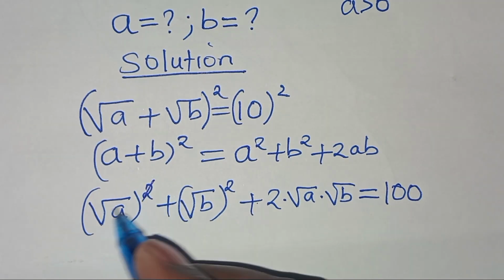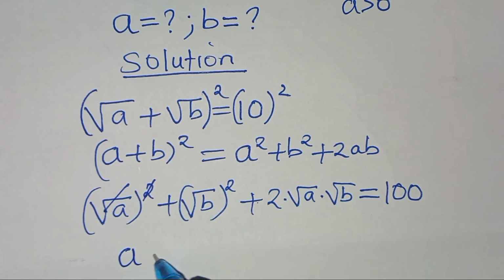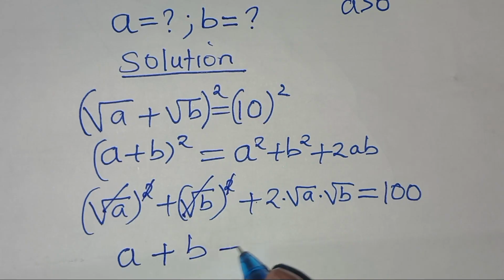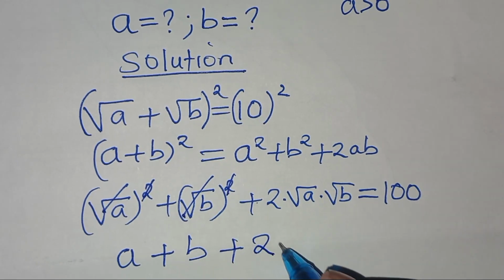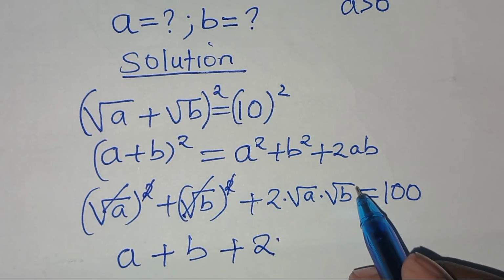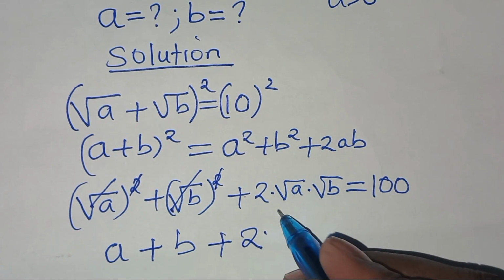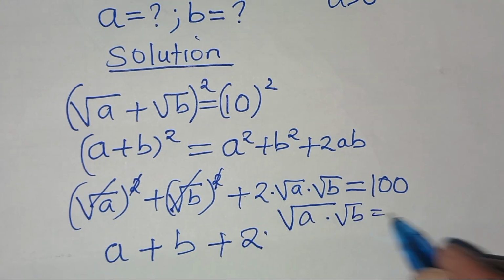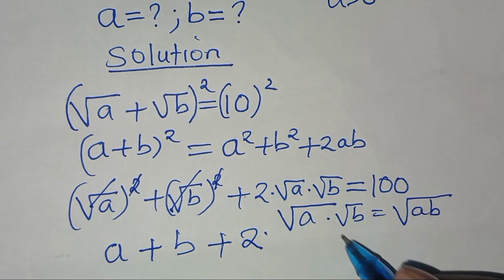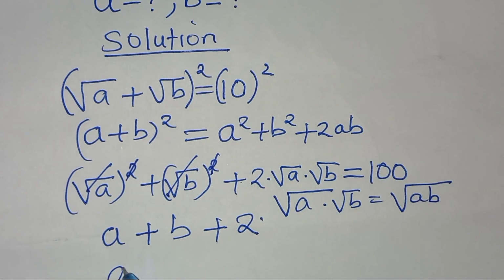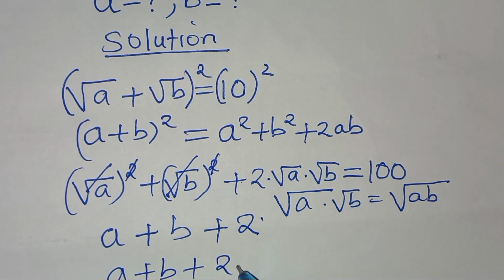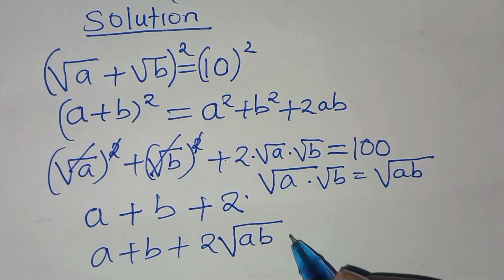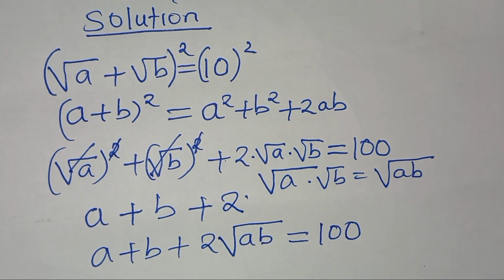So (square root of a) squared, let's eliminate the square root sign so that we have a, plus (square root of b) squared, we can eliminate the square root sign, so plus b, plus 2 times square root of a times square root of b. This can be expressed as, remember, square root of a times square root of b, which you can express as square root of a times b. Let's apply this property. So here we have a plus b plus 2 multiplied by square root of a times b, and this is equal to 100.